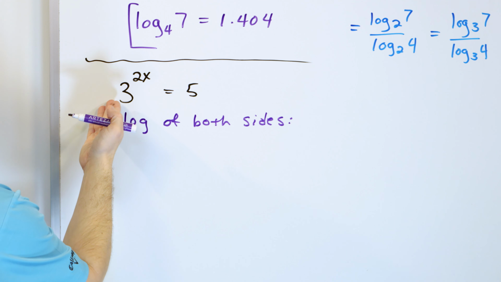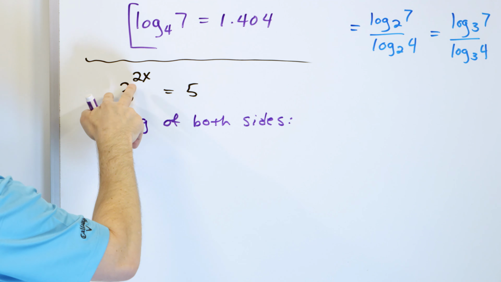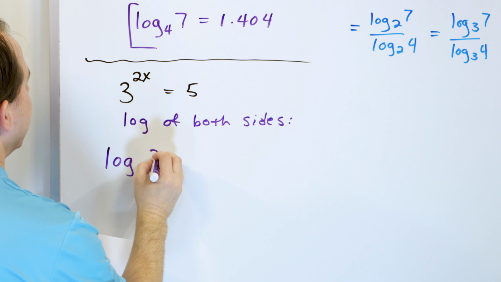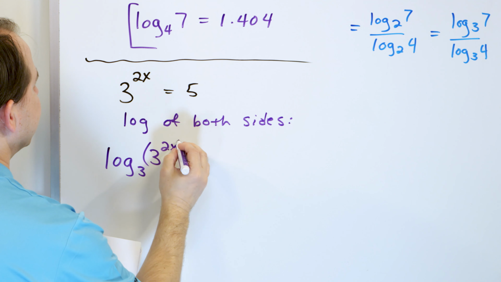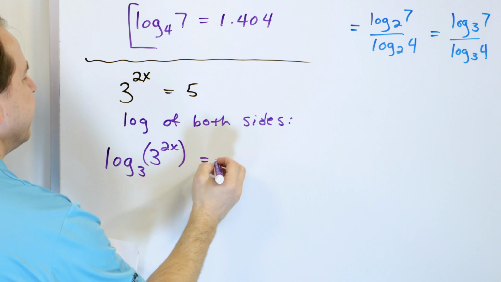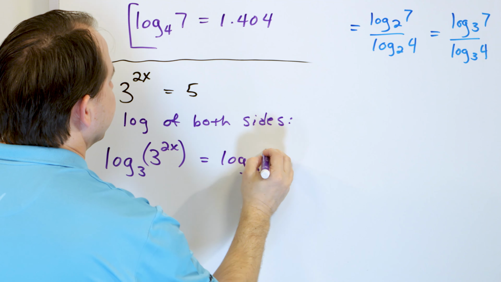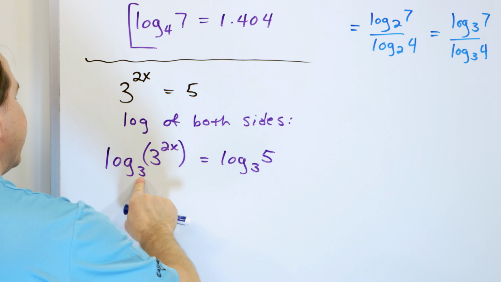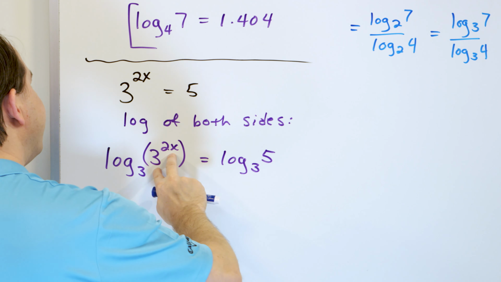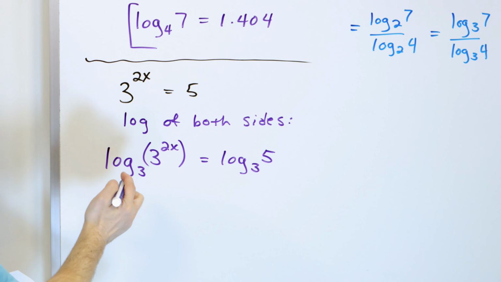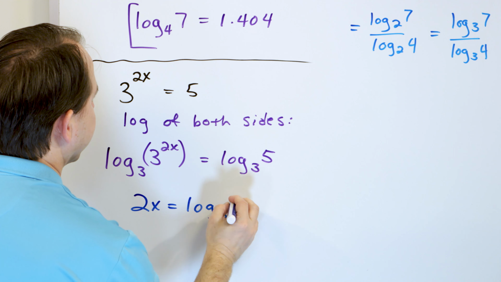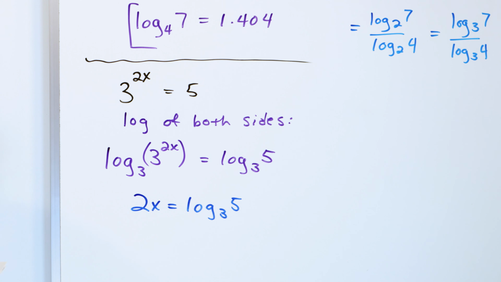Because I know that a logarithm with a base 3 can cancel this exponential entirely. So for instance, I can make this log base 3 of 3 to the power of 2x. That's what I'm taking the log of. And if I do it to the left, I also have to do it to the right. I can do whatever I want to both sides of the equal sign. So since I have a base 3 logarithm and I'm taking the log of a base 3 exponential, they cancel. All I have left on the left is 2x. And I still have this log 3 of the number 5 on the right-hand side.